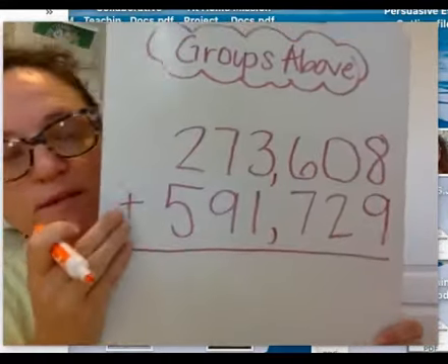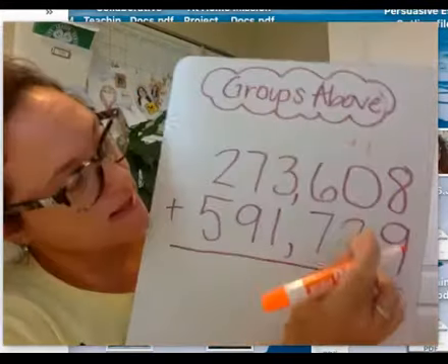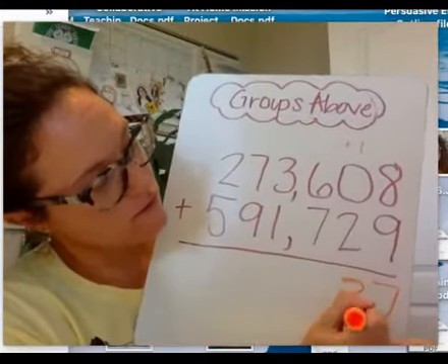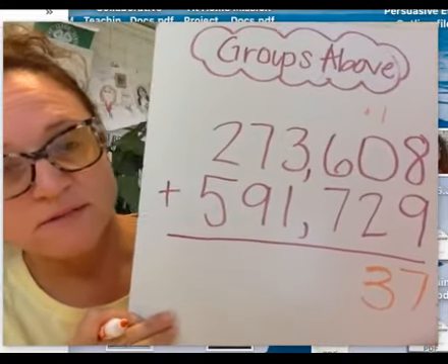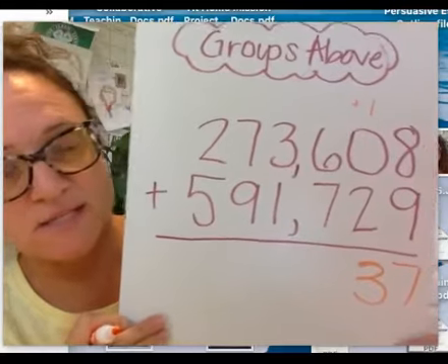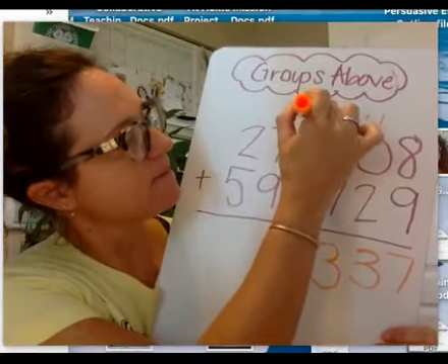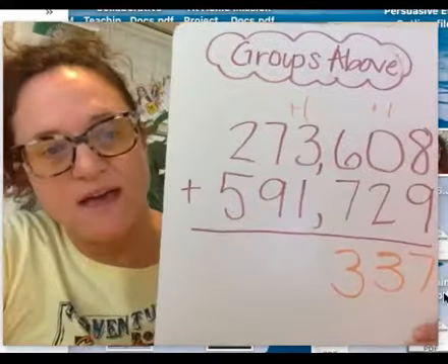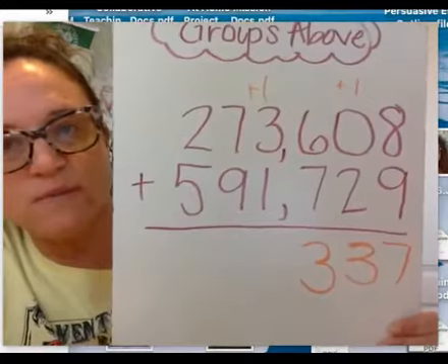So I start in the ones place and I see 8 plus 9, which I know is 17. And I do my new groups above. Then I add the tens place. 2 plus 1 is 3. No regrouping required. 6 plus 7, I know that 6 plus 6 is 12, so one more is going to make 13, which I have to regroup in the thousands place. 3 plus 1 plus 1.